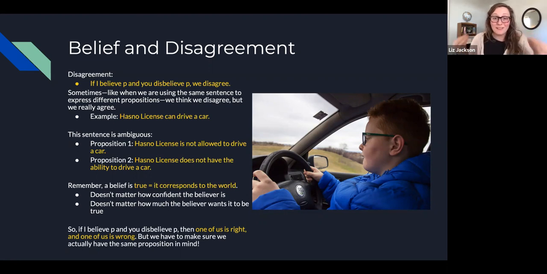But the lesson of this slide is that we have to really make sure that we have the same proposition in mind. If we say a sentence that's ambiguous between two things, it might seem like we're disagreeing and we're actually not. But because we say truth is this correspondence with the world, if we do have the same proposition in mind, then when we disagree, one of us is right and one of us is wrong. So as long as we're clear about the proposition, because truth is correspondence, it doesn't matter how we feel about it, it doesn't matter how confident we are. When we disagree, one person's right, one person's wrong.